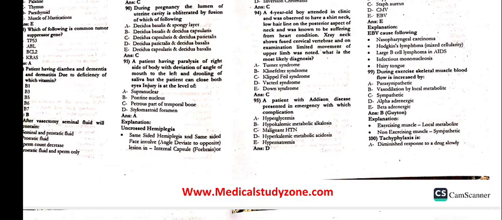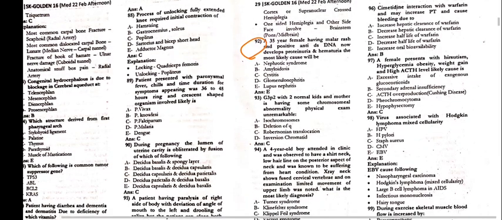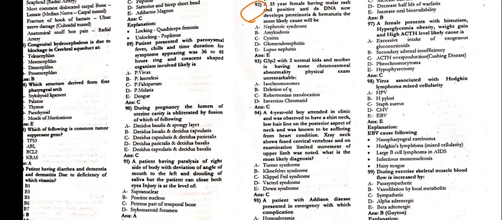There is the hyperkalemic metabolic acidosis. Next, 96, the cimetidine interaction with the warfarin may increase PT and cause the bleeding due to decreased hepatic clearance of warfarin. 97, the female presents with the hirsutism, hypoglycemia, obesity, weight gain, and the high ACTH level. Likely cause is ectopic ACTH overproduction.